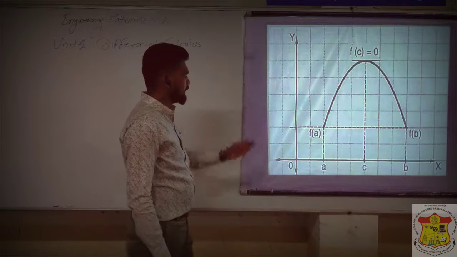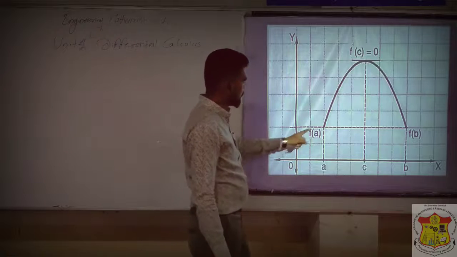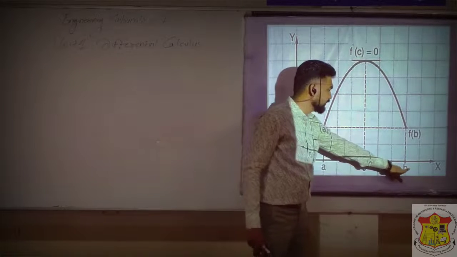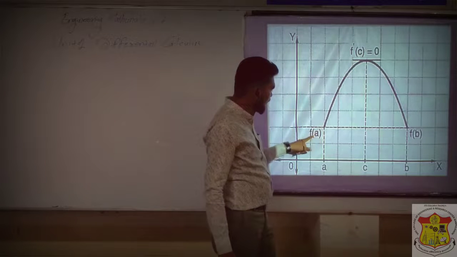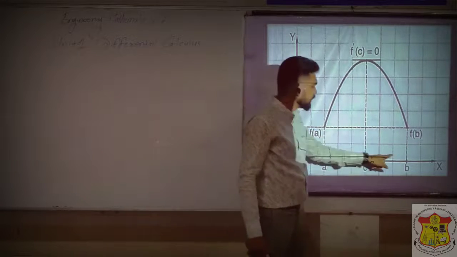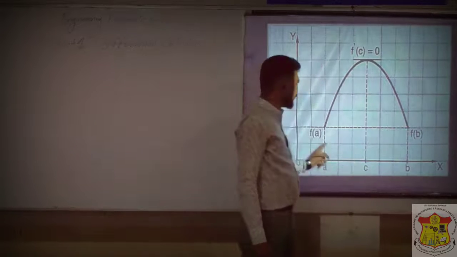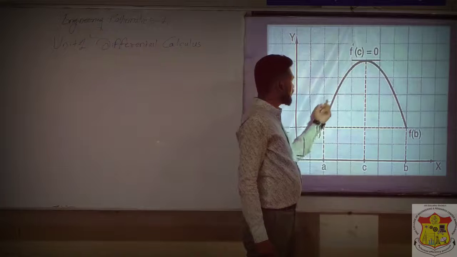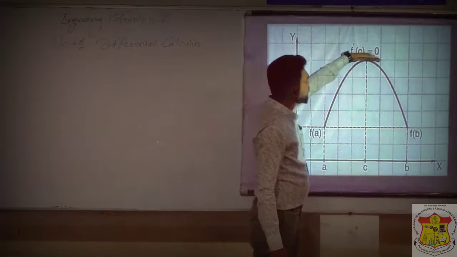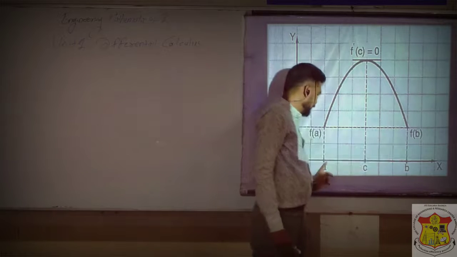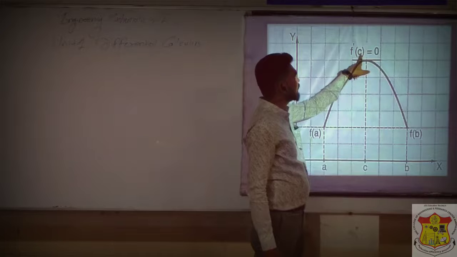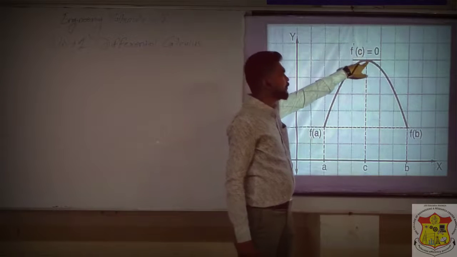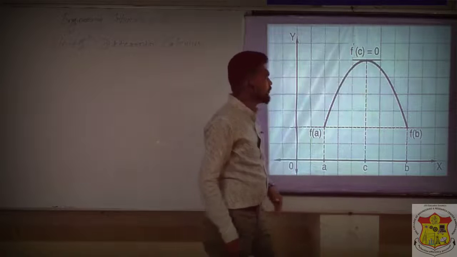See a graphical representation of Rolle's theorem. Here we have two points, x equal to a and x equal to b. The value of the function f of x at x equal to a, this one, and the value at x equal to b, this one. So both are equal in value. And the graph of the function f of x is continuous. So here we get one such point c, which belongs to the open interval (a, b), such that f dash of c is equal to 0. That is, f dash of c equal to 0 means at that point we get a tangent parallel to the x axis.